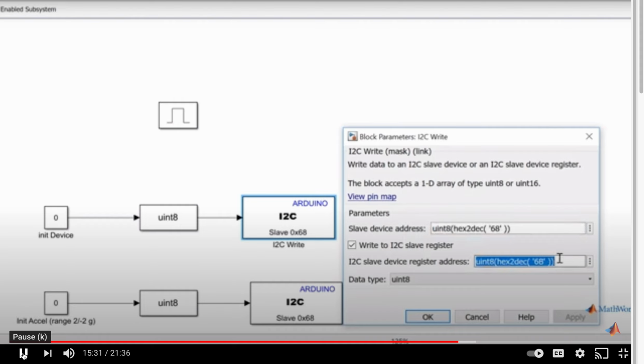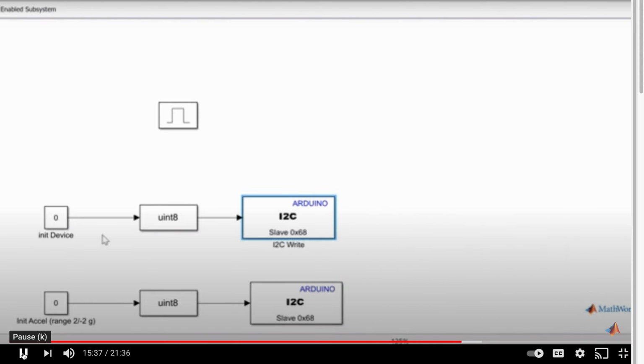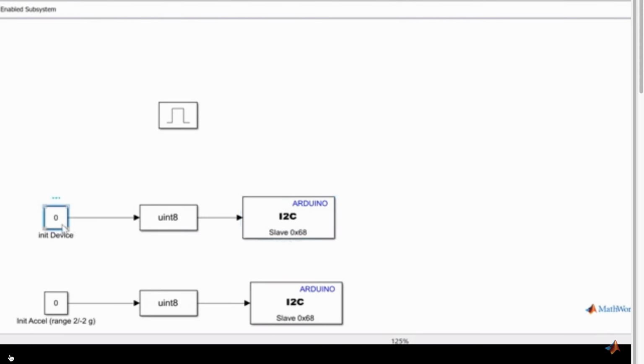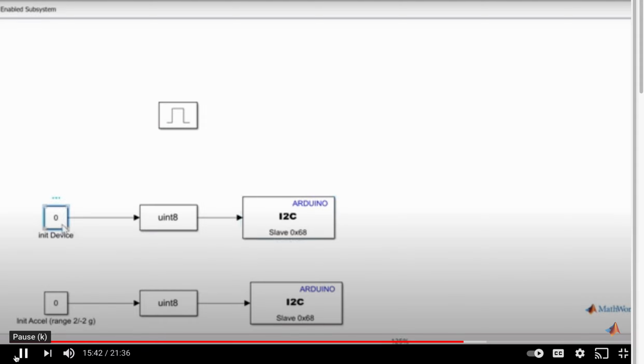The power register allows the user to configure the power mode and the clock source. I have set the input to this register as 0. 0 means that I am using the internal 8 MHz clock on the sensor.